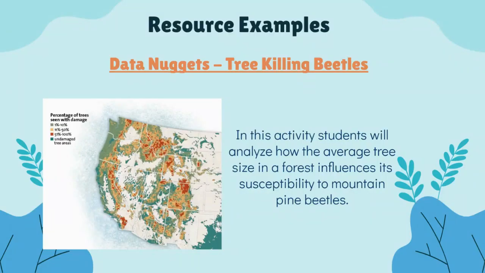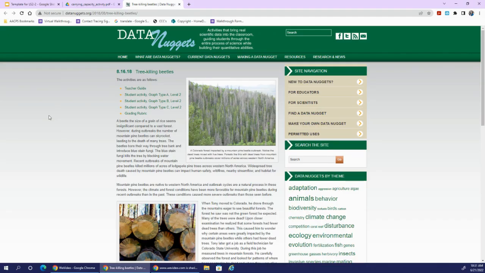So for this first resource example that we're going to share with you, we're really going to hit home on our performance expectation. We want to revise explanations based on evidence about factors affecting biodiversity and populations in ecosystems of different scales. So with this resource, it's a Data Nuggets resource. The students are going to analyze how the average tree size in a forest influences its susceptibility to mountain pine beetles. What's really great about this resource is that the activities are already scaffolded for you based on the needs of your students.